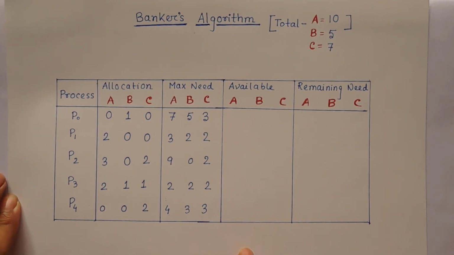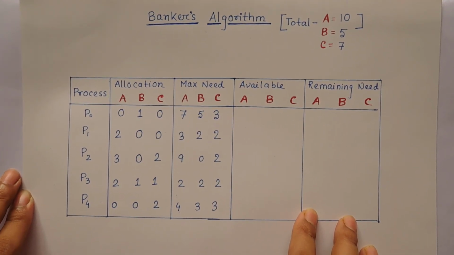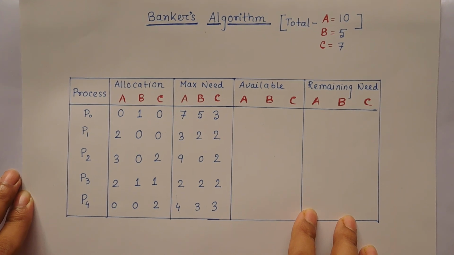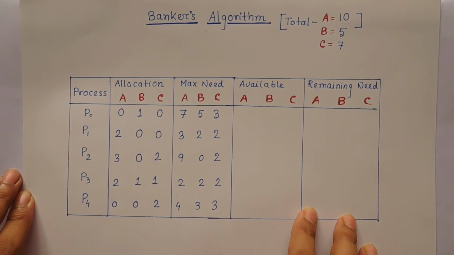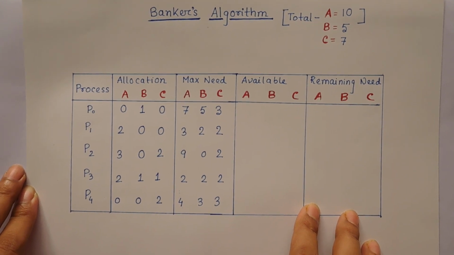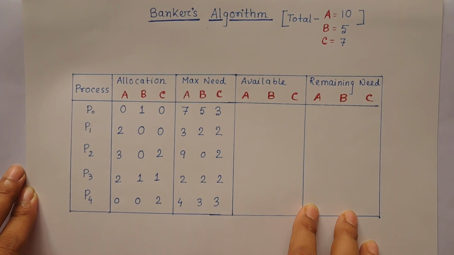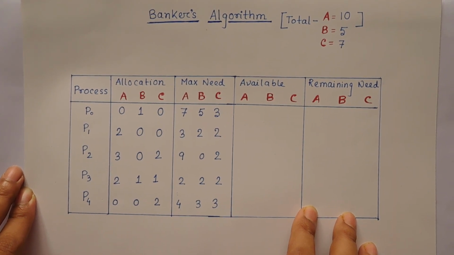Today we learn about Banker's algorithm. It's a deadlock avoidance algorithm. The name was chosen because this algorithm may be used in a banking system to ensure that the bank never allocates its available cash in a way that it could no longer satisfy the needs of all its customers.